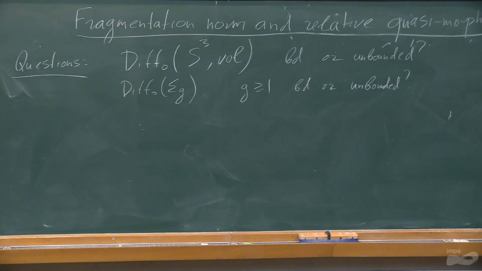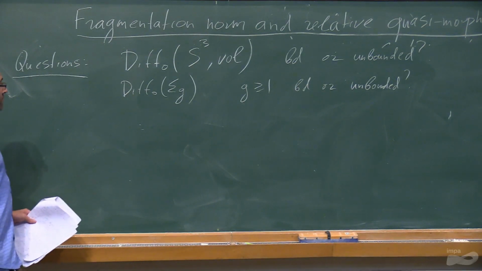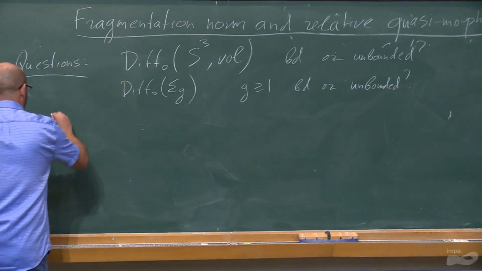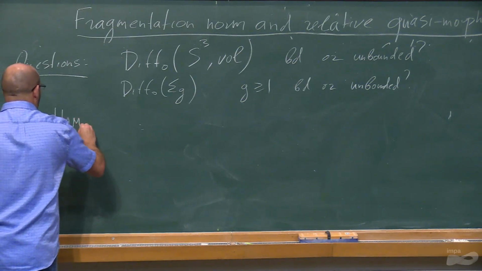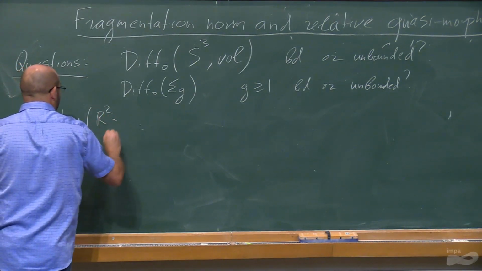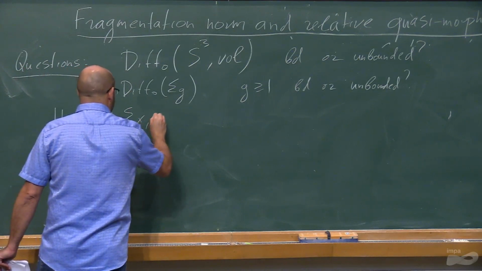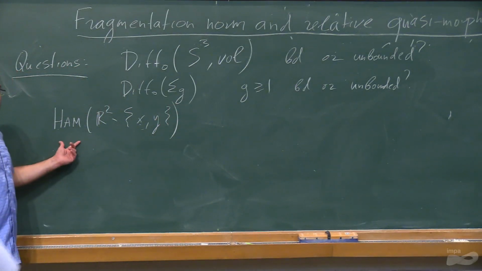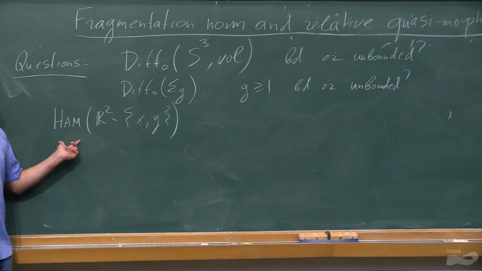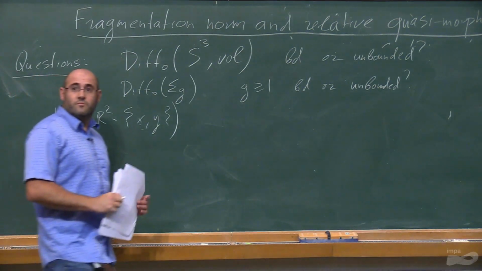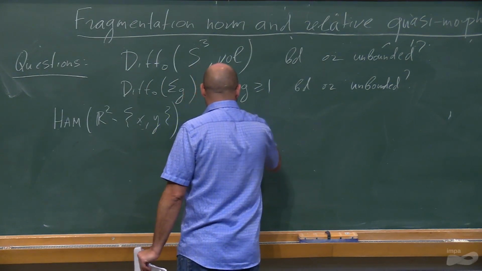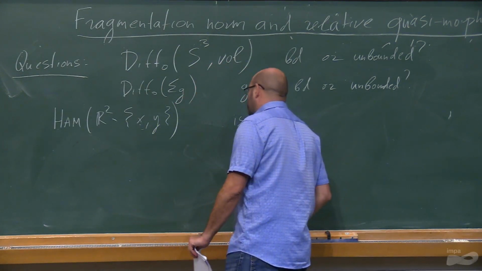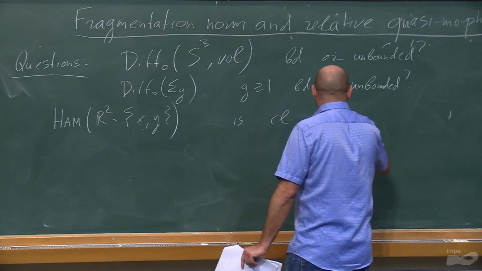And then, for example, it is already not known if you take, let's say, Ham of R2 minus 2 points, x and y. It is not known whether commutator length is stably unbounded or not. Okay? So is commutator length stably unbounded.